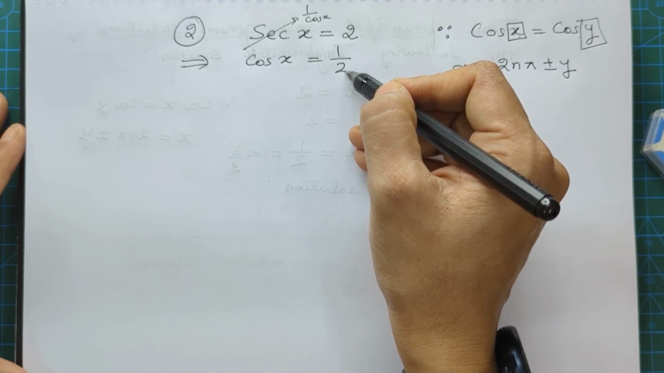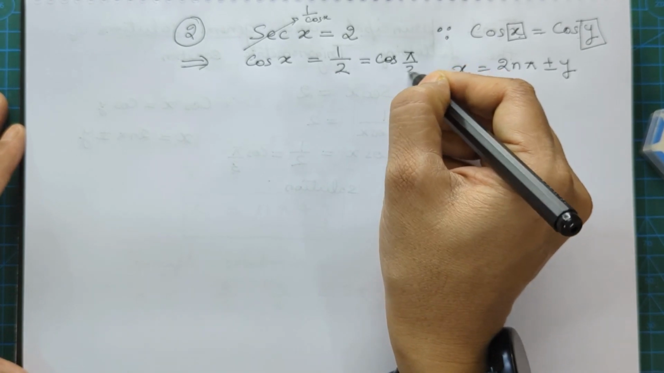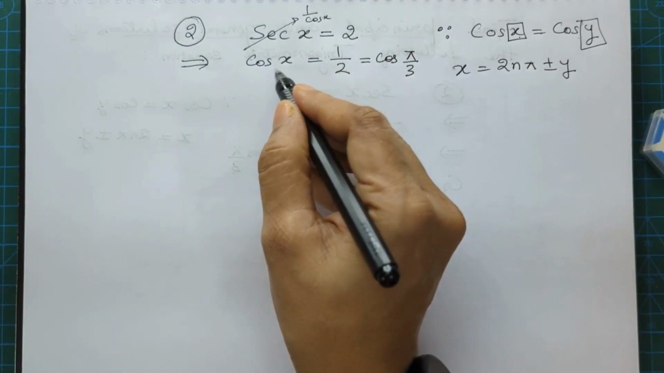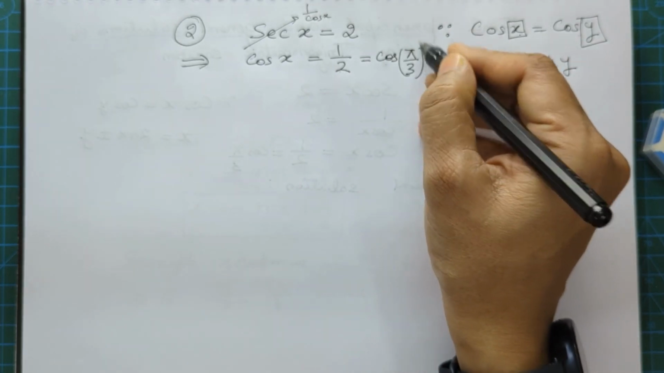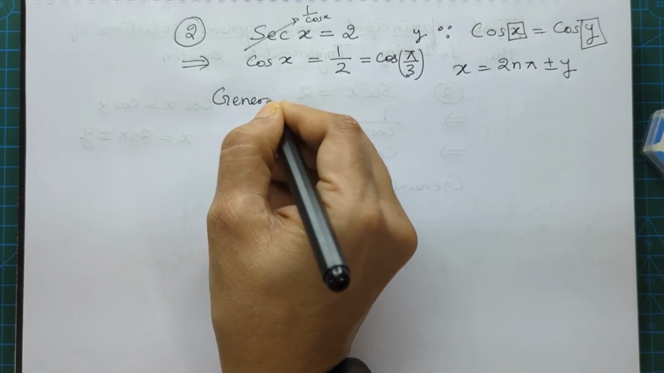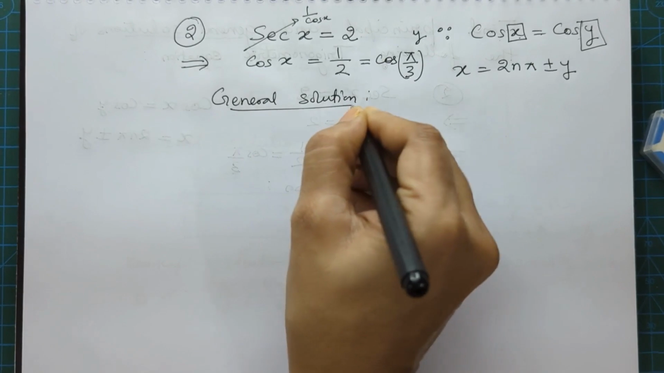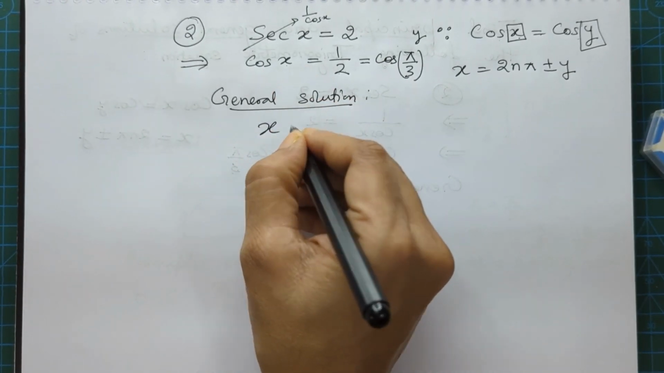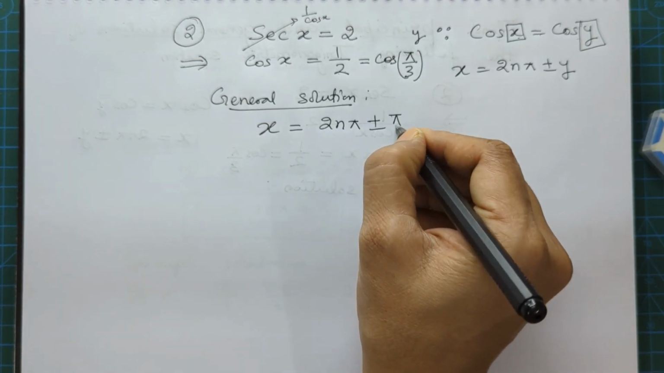Means cos pi by 3. So this one is cos pi by 3. Now we have cos x is equal to cos y. So this part is y. So the general solution of the given equation is x, which is 2n pi plus or minus pi by 3.